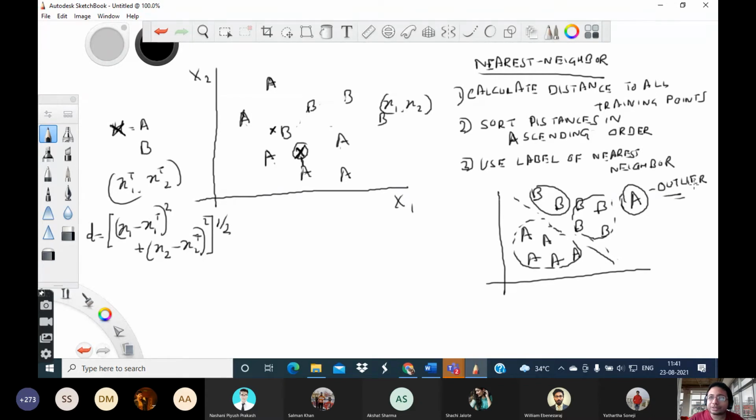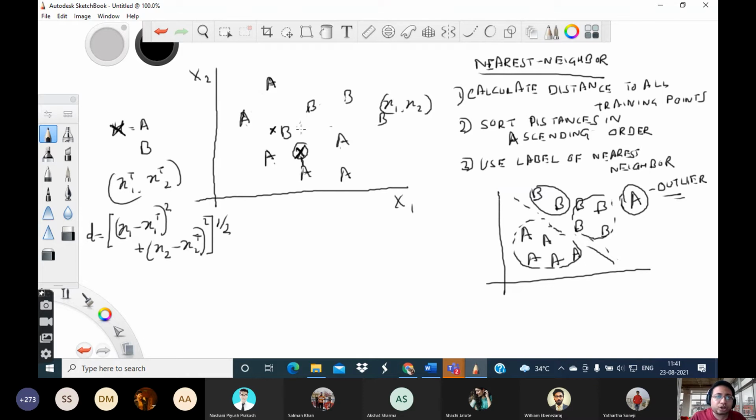If you consider all the points belonging to a particular class A, this point, although it belongs to class A, is different from all other points of class A. That may be another way of defining the outlier. Basically, an outlier is any point or example which is different from what it is expected to be.